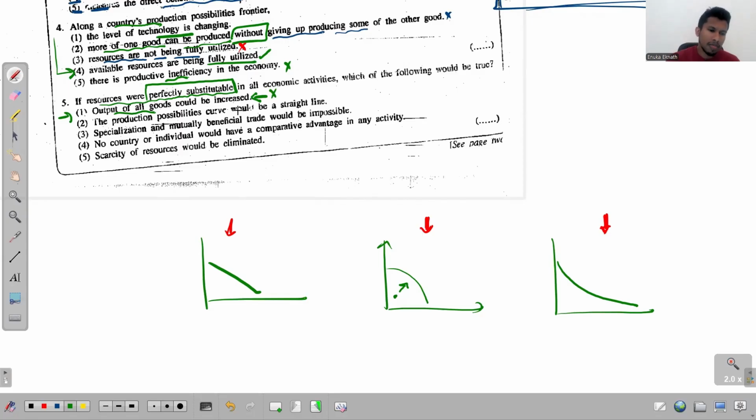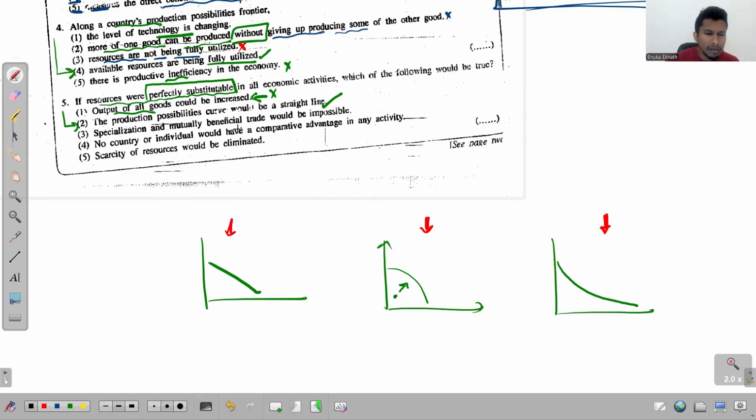So this is irrelevant. The second one, the production possibilities curve would be a straight line, 100% true. And that's what we discussed. So the answer for this question 5 is the second one. Right, look at the other options.